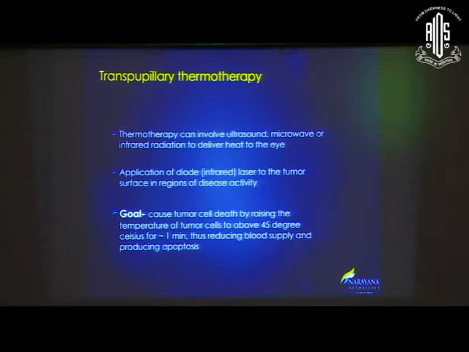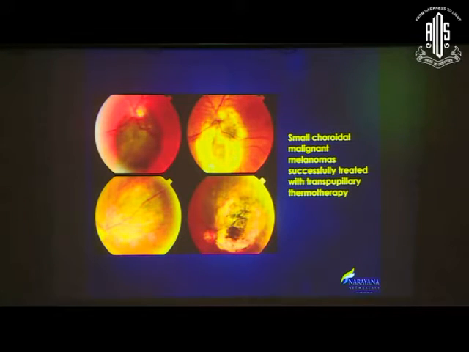Transpupillary thermotherapy involves ultrasound, microwave or infrared radiation to deliver heat to the eye. Application of diode laser to the tumor surface in regions of disease activity is when this modality is used. The goal of this particular modality is to cause tumor cell death by raising the temperature of tumor cells to above 45 degrees Celsius for about a minute. Therefore, it reduces the blood supply and produces apoptosis. So these are some of the small choroidal malignant melanomas that have been successfully treated with TTT.